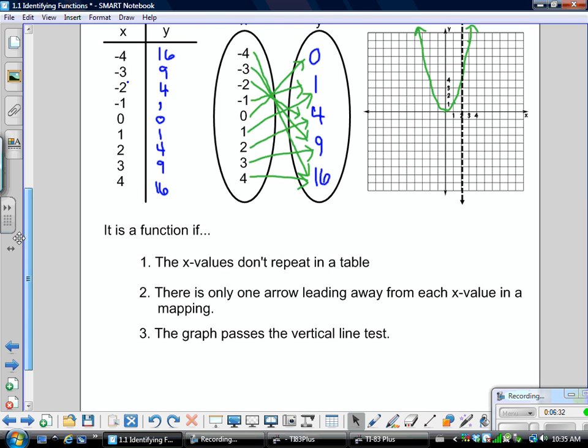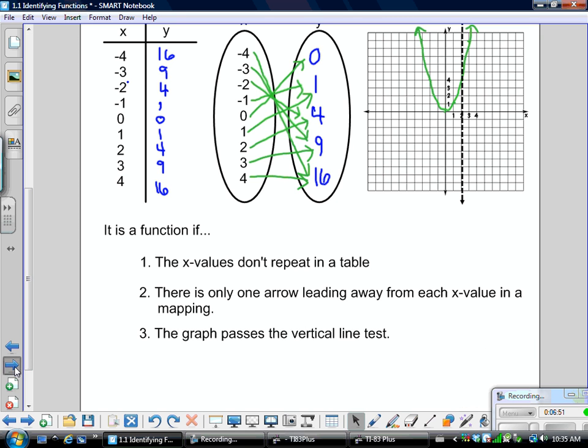So there's one set of x values. In a mapping, there's only one arrow leading away from each x value. So you notice there's only one line going away from each mapping. And from a graph, it passes the vertical line test. So that tells me what exactly a function is.